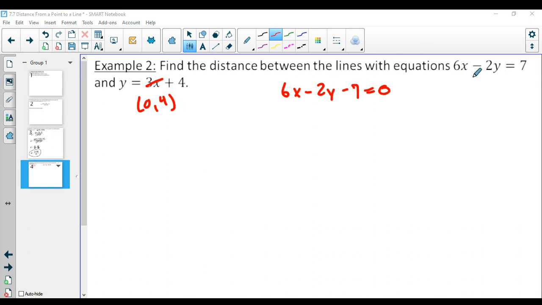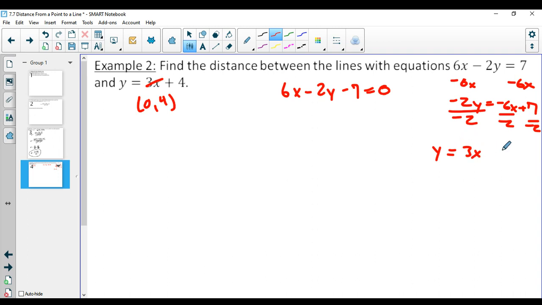How do you know they're parallel? If we solve for y in this top equation, we subtract 6x, and then you get negative 2y equals negative 6x plus 7, divided by negative 2. So you get y equals negative 6 divided by negative 2, which is positive 3x, minus 7 halves. Same slope, different intercept.